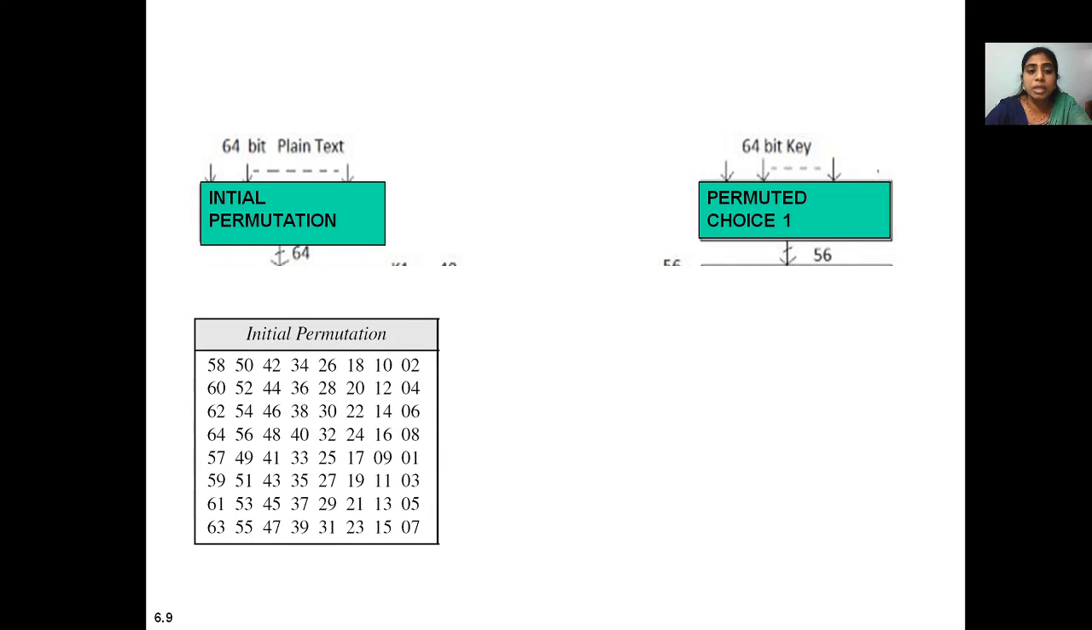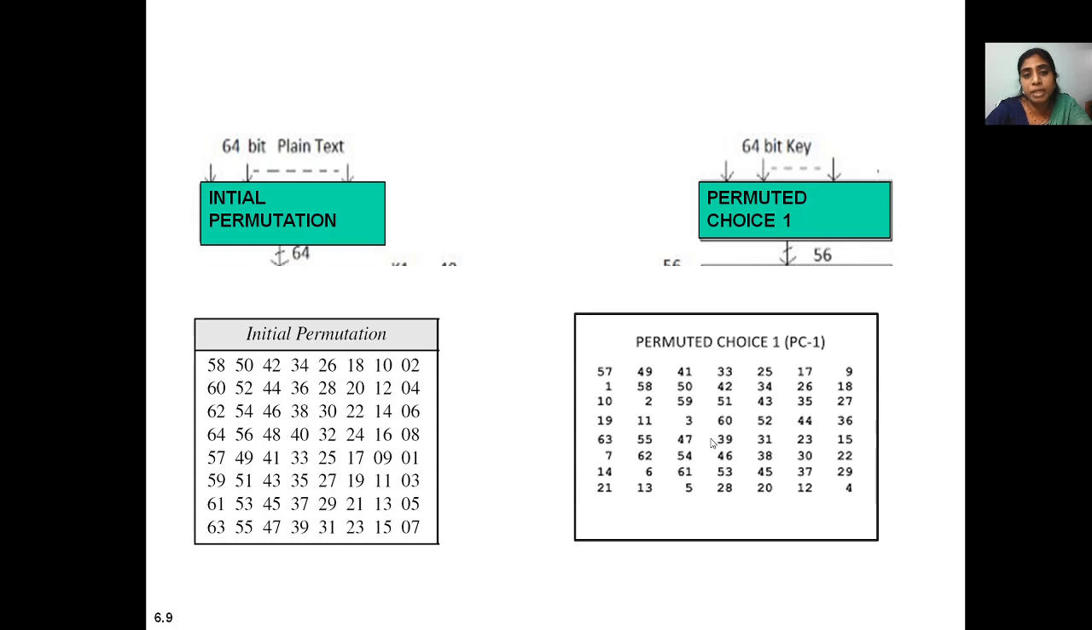For example, take the initial permutation values. Suppose I have 1 to 64 as the plain text. My 58th bit comes in the first position, so the first value becomes the 58th bit. The second position becomes the 60th bit, and the third position will be the 62nd bit. Like that we transpose our 64-bit values, replacing all the numbers.